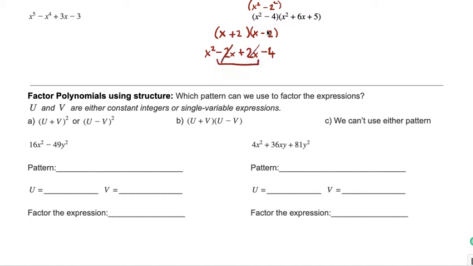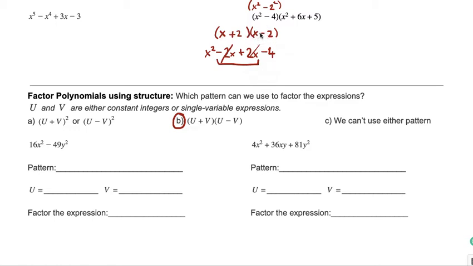So what we see here, notice the x plus 2, x minus 2. I'm going to highlight this right here. We see a u plus v, u minus v pattern. We'll talk about that in a minute. So our first factorization is right here.